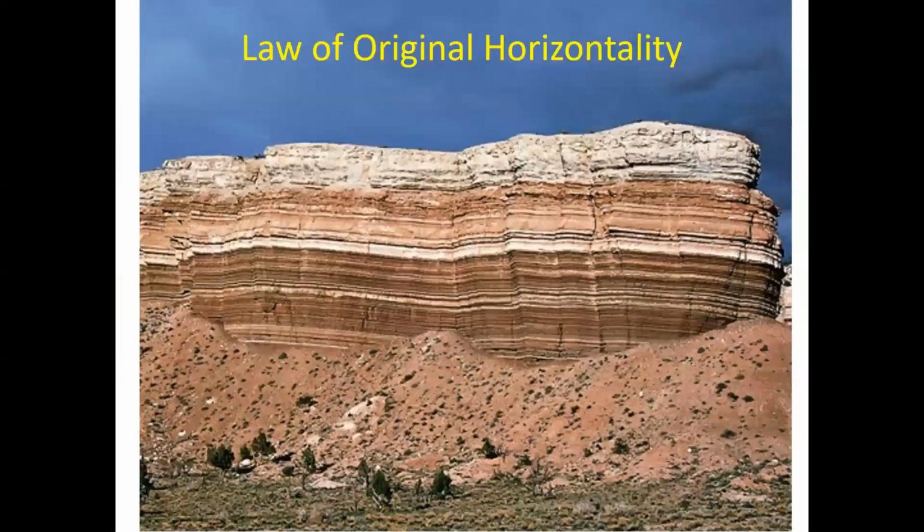The law of original horizontality says that any of the folding or tilting that might be visible in these rocks, it's hard to tell just what from this picture, must have happened after they formed. That originally these layers are deposited flat lying, and that only later does any deformation happen.